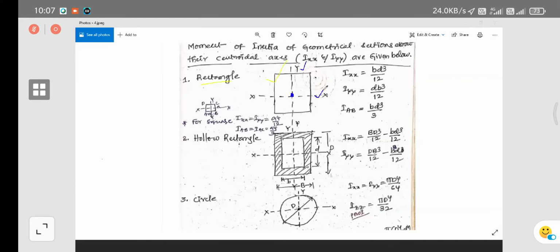The axis which is passing through the centroid of the object, meaning the horizontal central axis and the vertical central axis, are nothing but the central axes of this particular rectangular object. But what about the base?